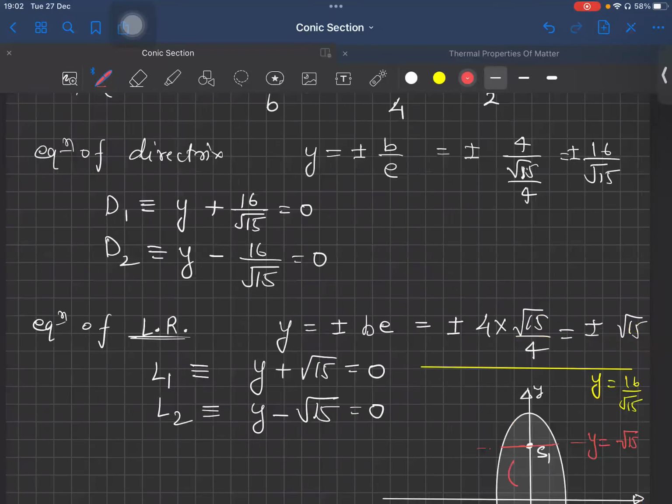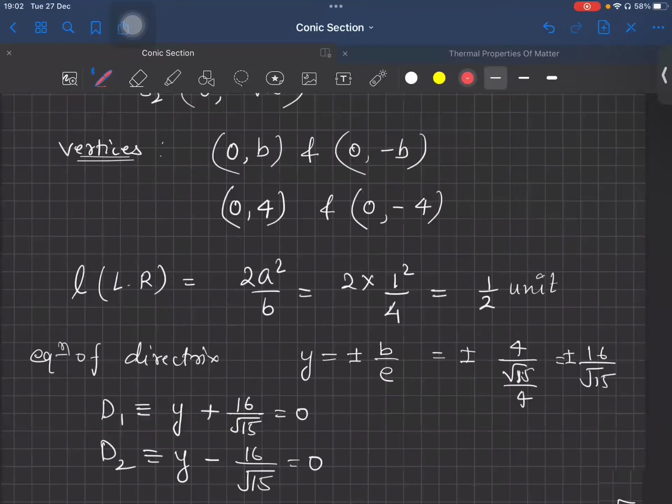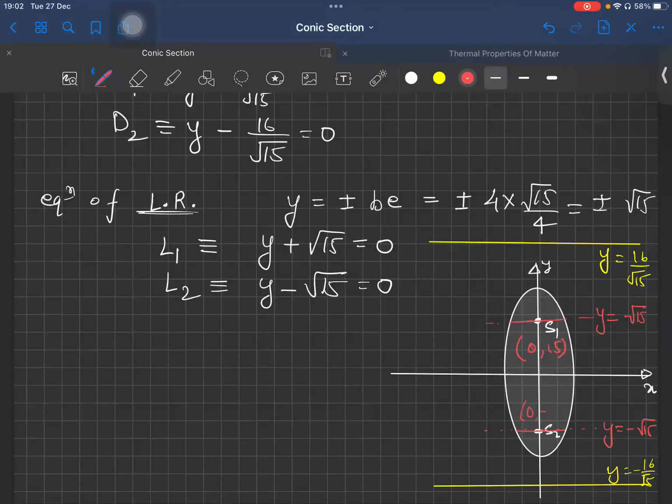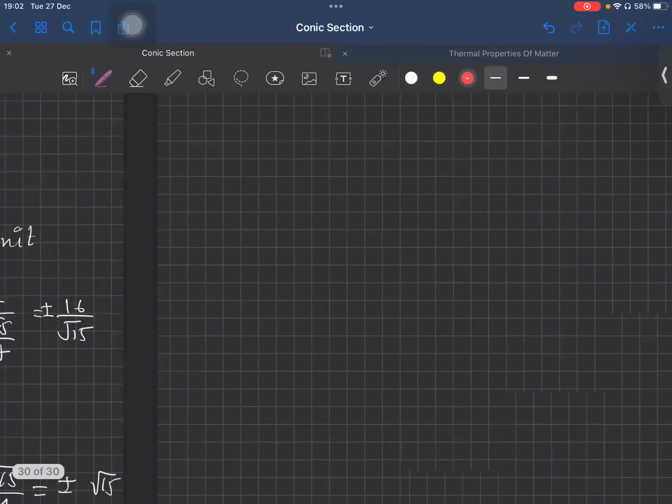And focus, so we have already got. How much is the focus? S1 is 0 comma root 15, and S2 is 0 comma minus root 15. Square root of 15, not 15. Vertices also we have got, this point and this point. Also we know this point, and this point is the origin. Okay, solve the next problem.